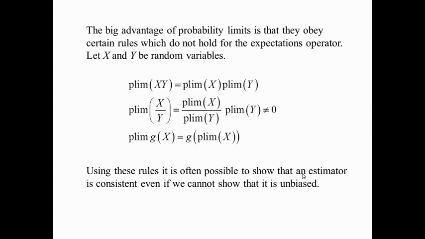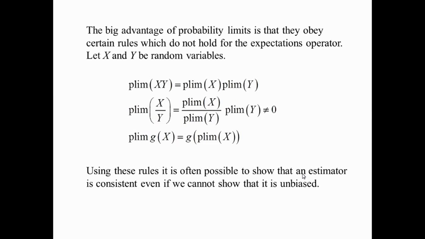Now, the big advantage of probability limits is that they obey certain rules which do not hold for the expectations operator. So we can do things with probability limits that we can't do with expectations. For example, let x and y be random variables. We can show that the probability limit of x multiplied by y is equal to the product of the probability limits. So plim xy equals plim x multiplied by plim y.